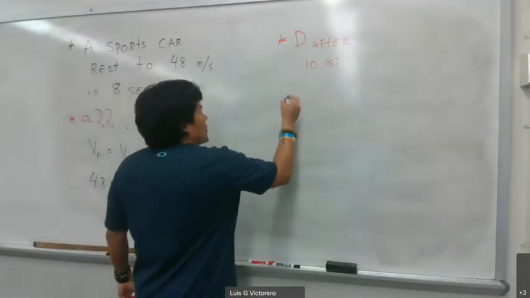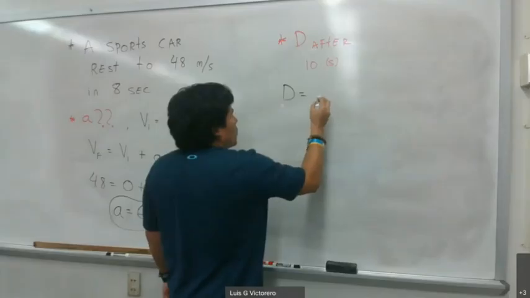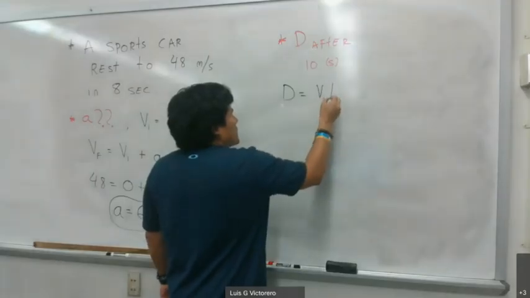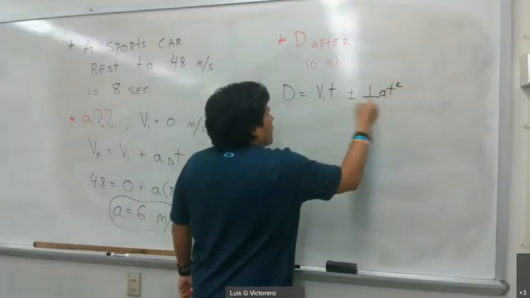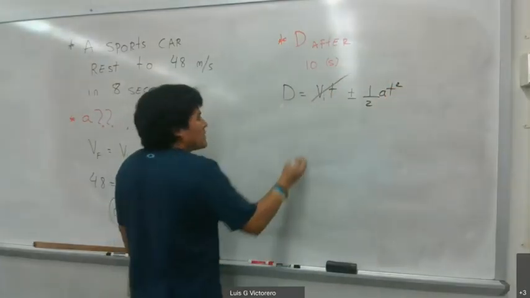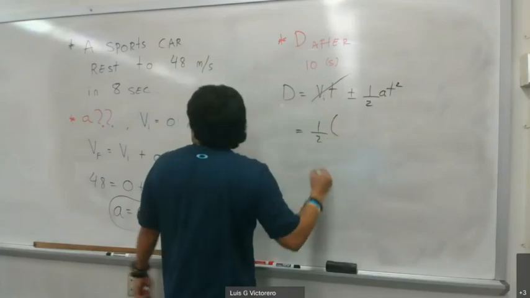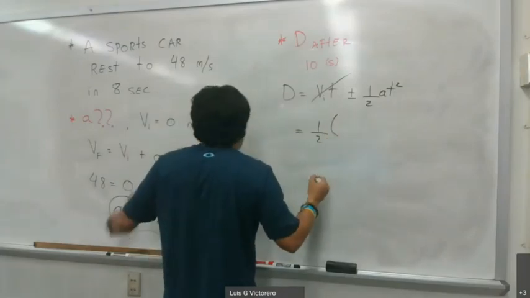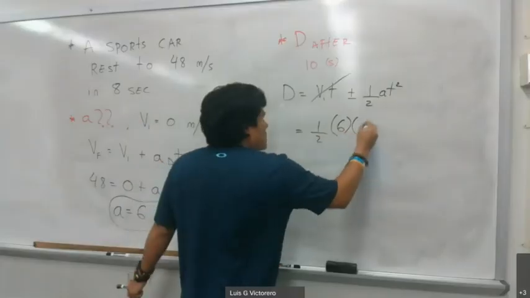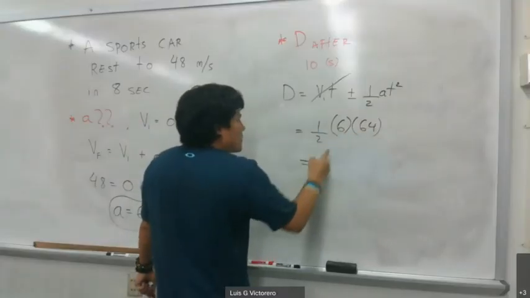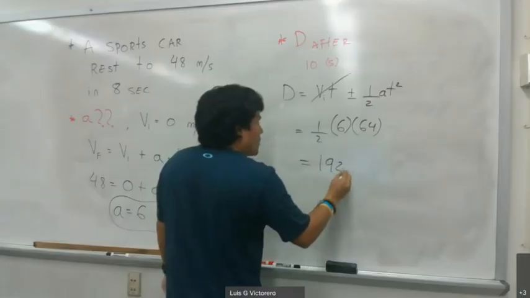We use the equation. You can use that as well. D equals initial speed times time plus or minus 1/2 AT squared. This is 0 because initial speed is 0. It's accelerating, so it's plus 1/2 acceleration 6, T squared is 100. 50 times 6 is 300.